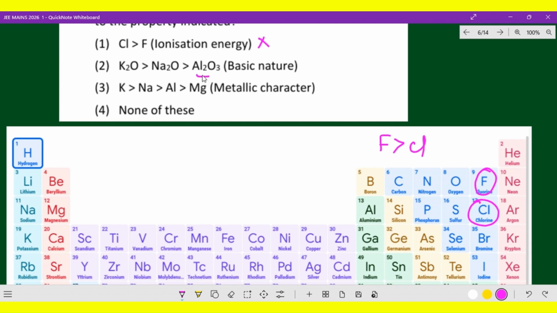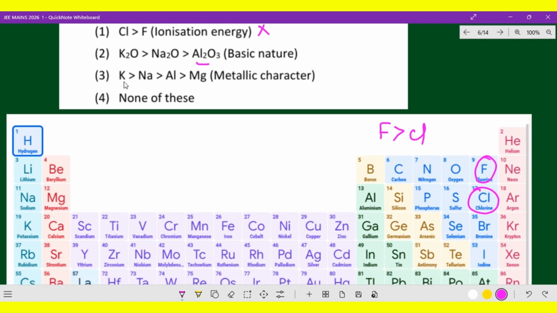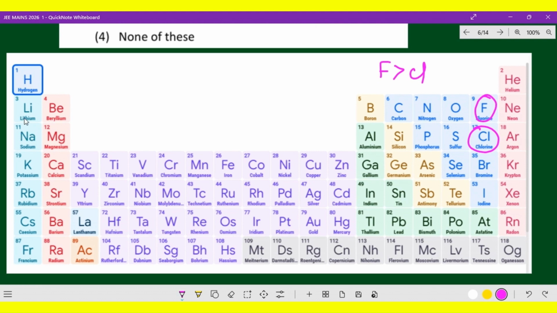Al2O3 is amphoteric in nature, neither acidic nor basic, whereas potassium and sodium are alkali metals. Going from top to bottom, lithium, sodium, potassium, rubidium, cesium, francium, the basic nature increases. So the least basic is Al2O3.